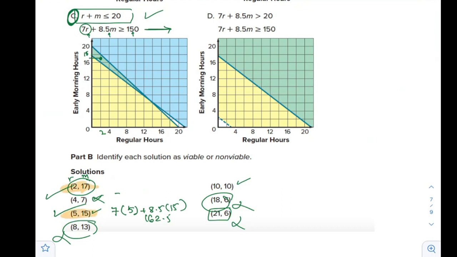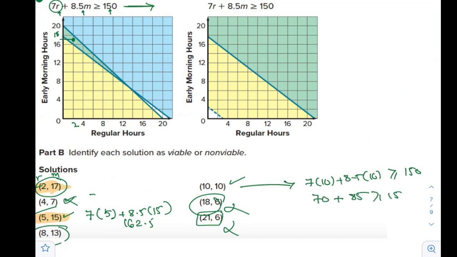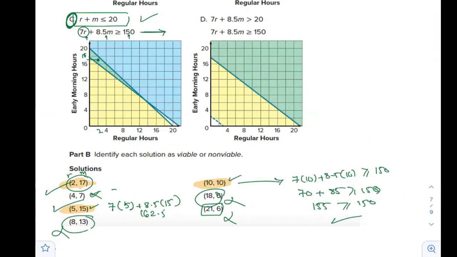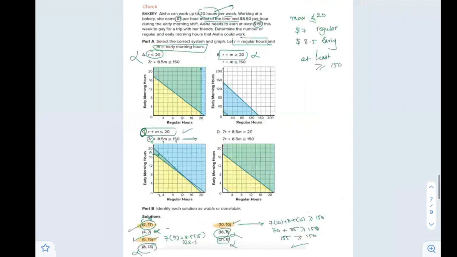The third one, only this is left. We have 7 times 10 plus 8.5 times 10 should be more than or equal to 150. This is 70 plus 85. Let's check. 70 plus 85 is 155, more than 150, yes. So this is as well correct. So we have 3 simple solutions. So we have applied here and checked our understanding, and thank you all for your listening.